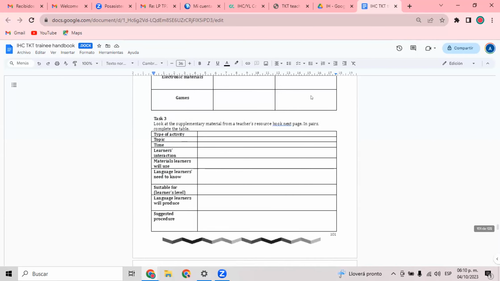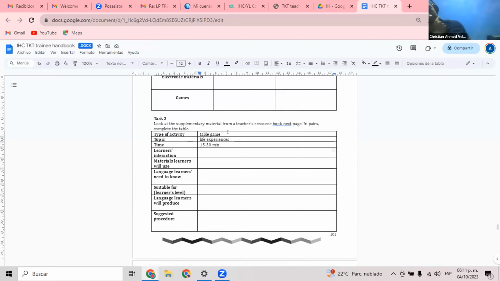Okay, here. Type of activity: table game. Then topic: life experience. Time: 15 to 30 minutes. Learners' interaction could be speaking about experiences. Yes, they are going to be able to speak about experiences.